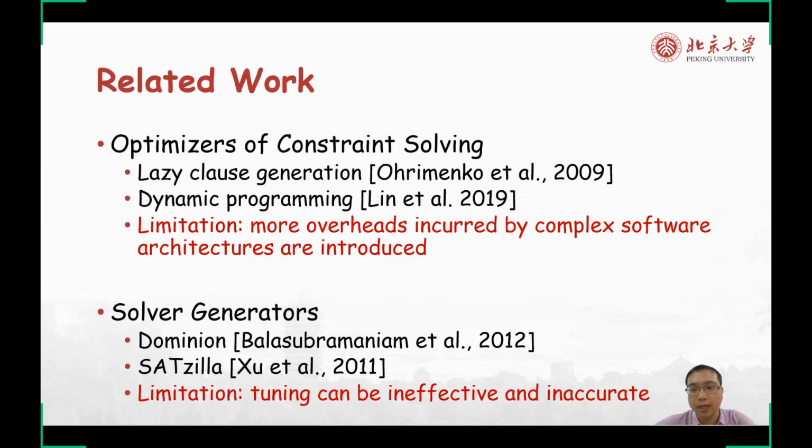To overcome the scalability issue of constraint solving, researchers propose different optimization methods. However, the optimizers make solvers more complex and introduce more overheads. Some previous work also proposed solver generators to automate tuning. However, the tuning process can be ineffective and inaccurate, making the generated solvers inefficient.